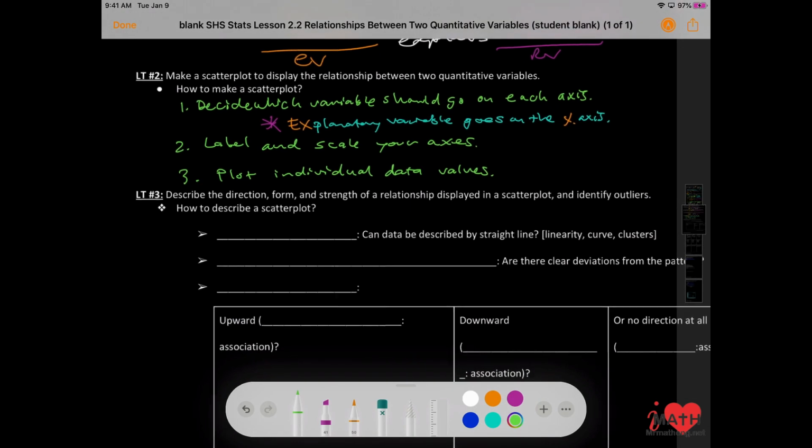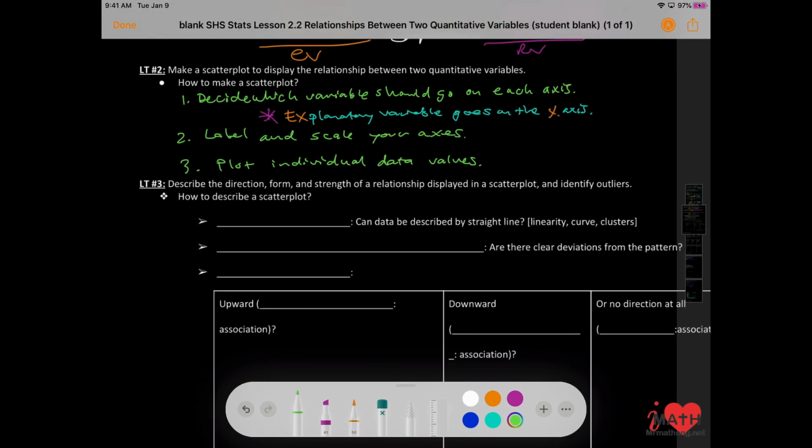So learning target number 3, describe the direction, form, and strength of the relationship displayed in a scatter plot and identify any outliers. What we're doing here is, what's another word for describing? We are interpreting the scatter plot, okay?